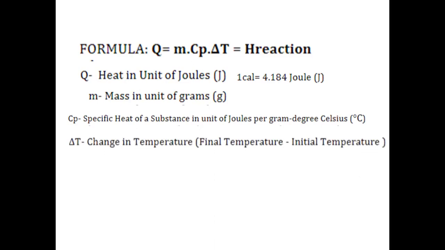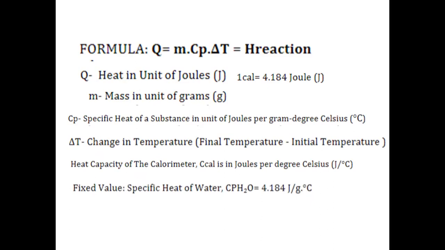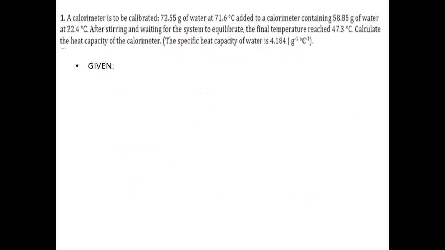Delta T is the change in the temperature, final temperature, or mixing temperature minus initial temperature. Heat capacity of the calorimeter is in terms of Ccal or capital letter C. So the unit for the heat capacity of calorimeter, Ccal, is in joule per gram degree Celsius. Now we have fixed value for the heat capacity of water or specific heat of water, which is 4.184 joule per gram degree Celsius. Now let's proceed with the first problem.